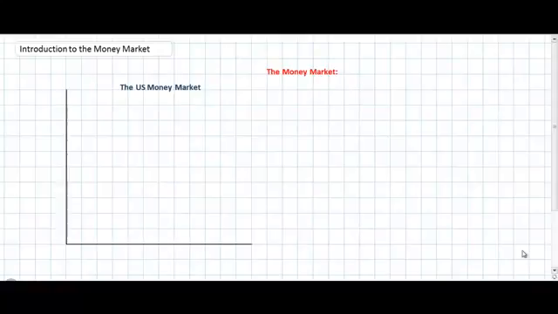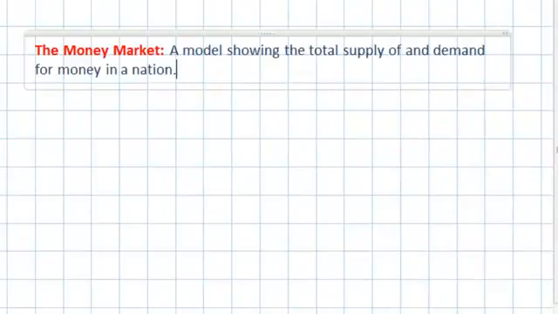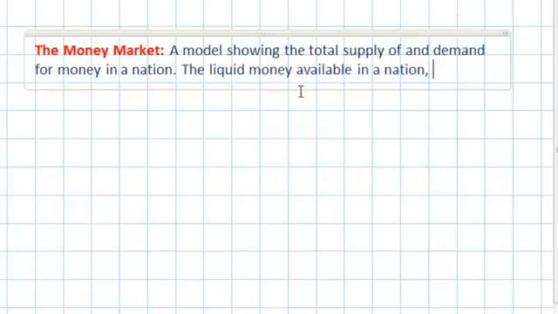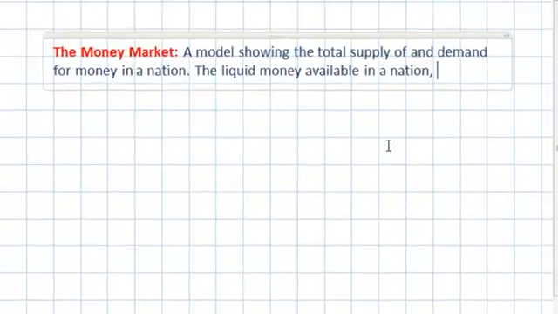Let's start with the definition of the money market. Quite simply, the money market is a model showing the total supply of and demand for money in a nation. Now, money in this sense refers to the liquid money available, including checkable deposits, in other words, money in people's checking accounts, money that is held in a savings account, and cash or liquid money that can actually be withdrawn from a bank and spent on goods and services.